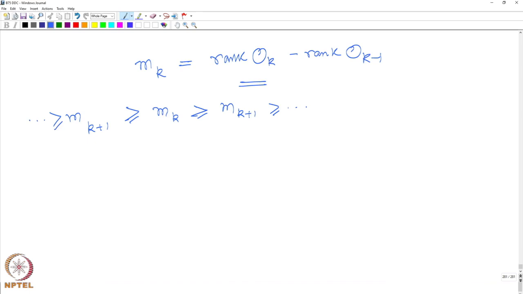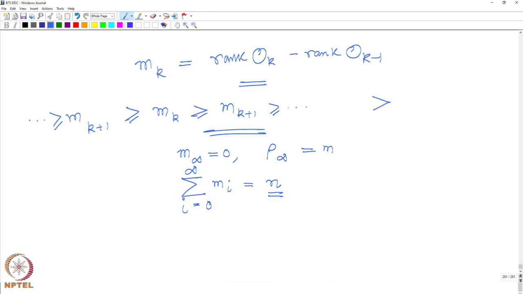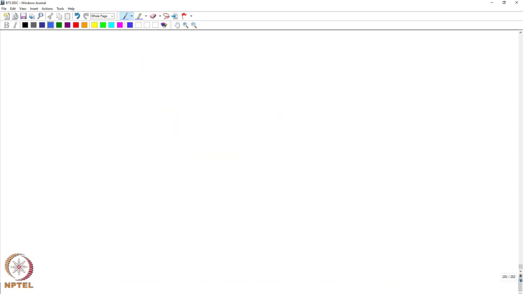Let me also remind you that m infinity is equal to 0, which means rho infinity is equal to m, and the summation of mi, i going from 0 to infinity, is equal to n. Remember that all these m numbers are bigger than or equal to 0 always, because of how they are defined.